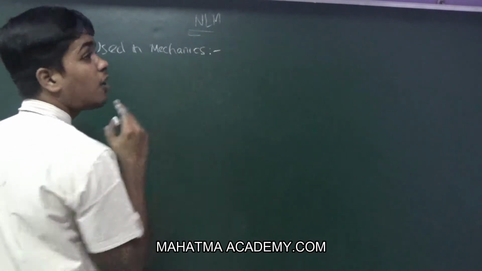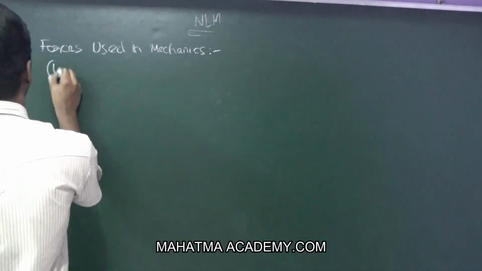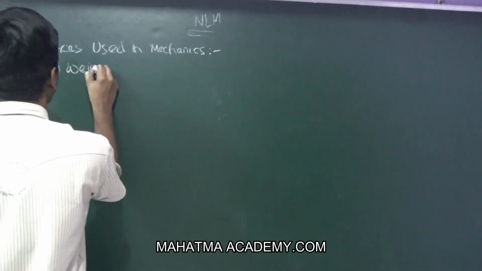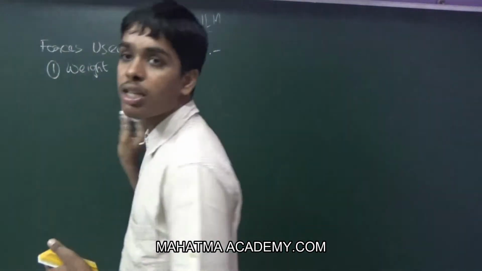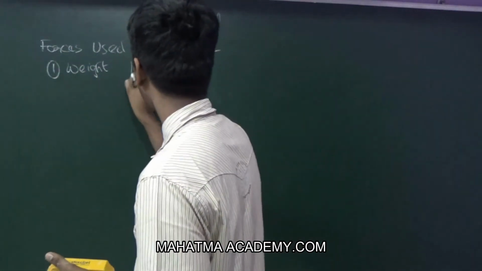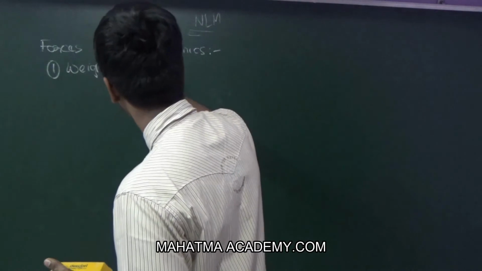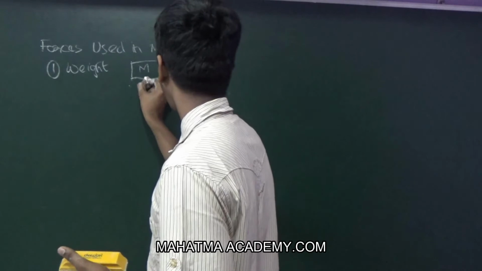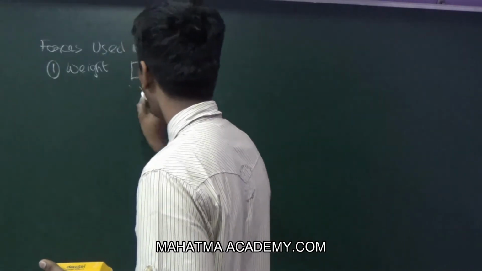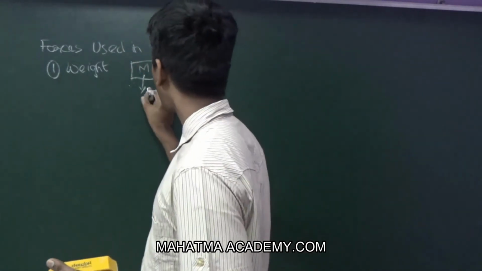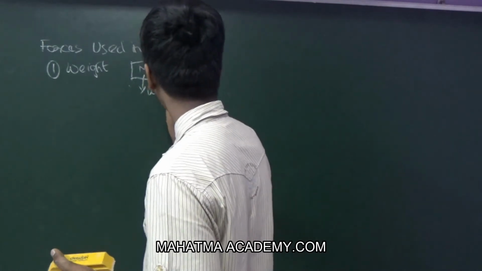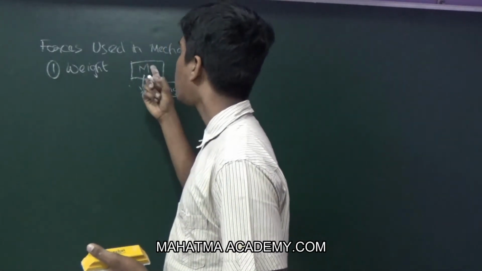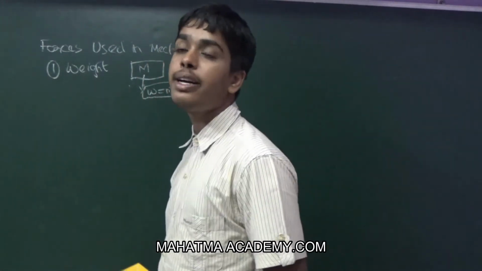Now we have four forces. The first one is weight. For the body, we can draw a small diagram having mass m, and the weight always acts downwards because acceleration also acts downward. W is equal to mg. The formula for weight is the mass of the block times the acceleration due to gravity.